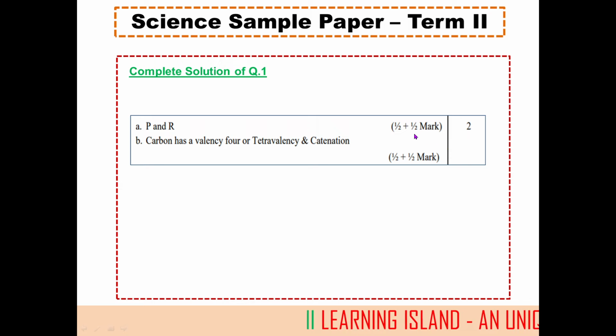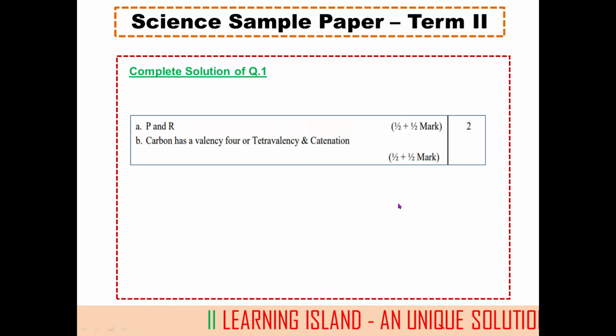Here I have shown you the marks distribution for each question, because in each and every question there are part marks. There are two answers, P and R, so the marks will be divided half and half. If one is correct, you will get half. If both are correct, then you will get one. Here also there are two properties: one is tetravalency, and the other is catenation. You have to mention these two, then you will get half plus half. So this is the pattern of the marks. You will get the 2 marks if you write this in this manner.